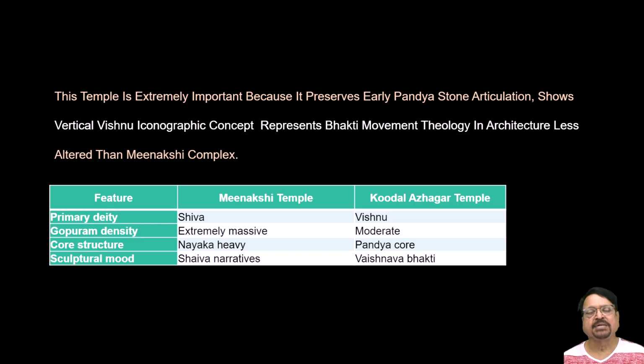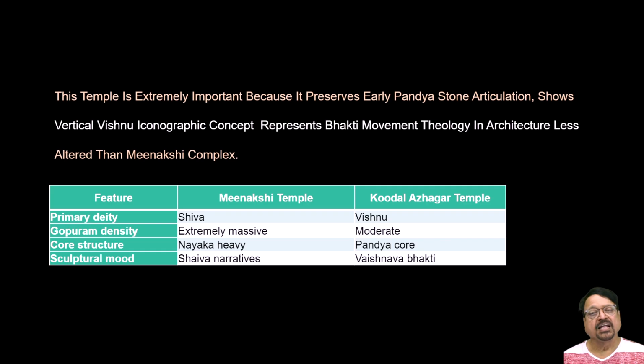Now let's compare Meenakshi temple with Koodhal Azhagar. Of course, I told you comparison is a differentiating point. You cannot compare two temples; everything is unique. Now the primary deity in Meenakshi temple is Shiva, while in Koodhal Azhagar it is Sri Hari Vishnu. Then the Gopuram here is extremely massive. Meenakshi is extremely massive and it has a very broad base also.